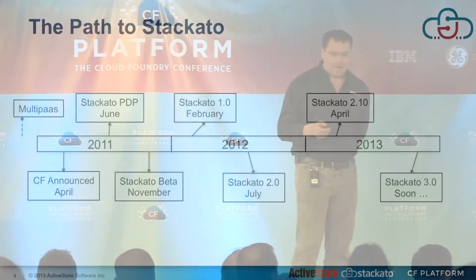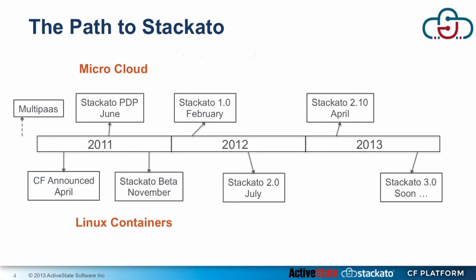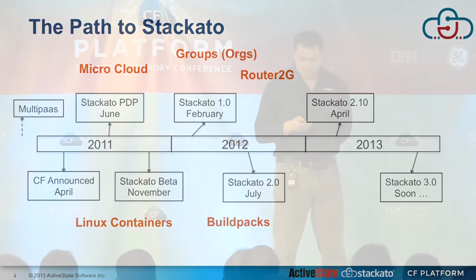But first, there's a lot of features we're talking about, and I want to show a few of these. You might recognize them as we talk about them in CFv2. Well, they all were first seen in Stackato. So microcloud, Linux containers, that was way back in 2011 for us. Groups, now called orgs in CFv2. So we like to affectionately think that V2 is kind of like Stackato V1.